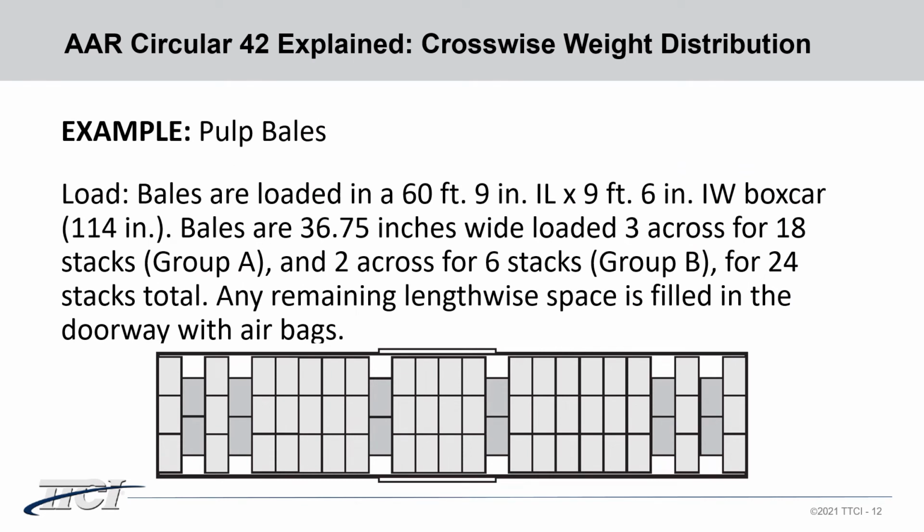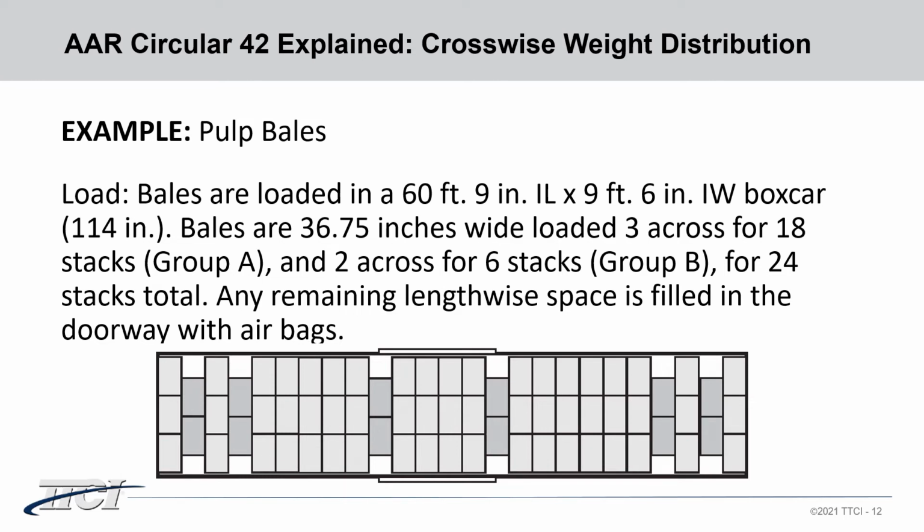The example presented in Circular 42 is of pulp bales. The load is pulp bales loaded in a 60-foot 9-inch interior length by 9-foot 6-inch interior width boxcar. That width, 9-foot 6, also equals 114 inches. The bales loaded are 36.75 inches wide, loaded 3 across for 18 stacks, which we'll call group A, and 2 across for 6 stacks, which we'll call group B, for a total of 24 stacks.